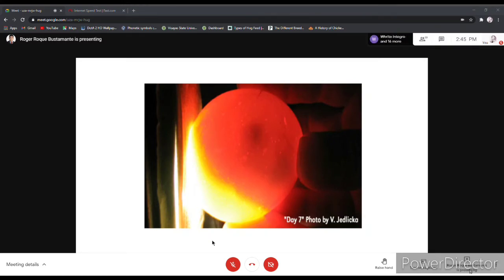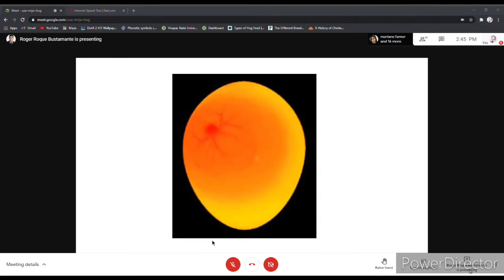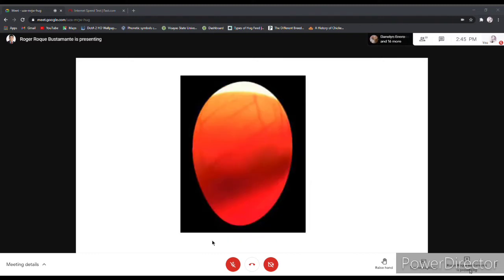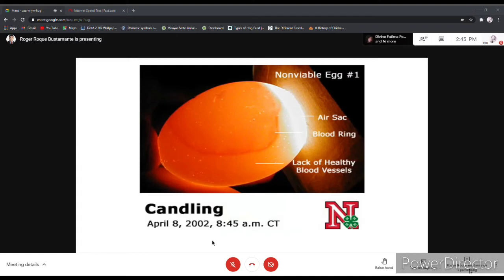We are almost finished. So, this is a photo of an egg over a candler at day 7. Here you can see that blood vessels have formed, and then the development continues. And this is an example of a non-viable egg, meaning it can no longer be used for hatching.